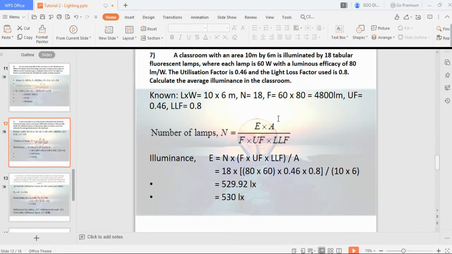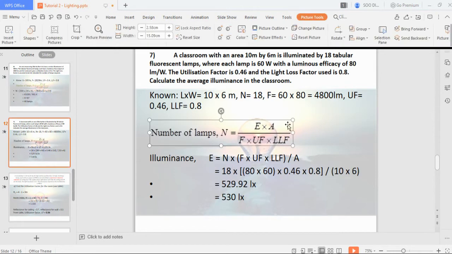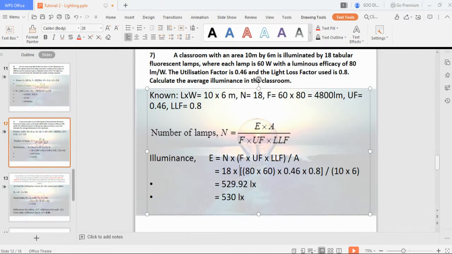With all this information, you just substitute into the formula. You are required to move terms in this formula to the other side of the equation, so I hope you guys know how to do it. By putting in all the values and computing, you get 529.92 lux, so you can just round up to 530 lux. Pretty straightforward. 6 and 7 are the same, it's just asking you to find the average illuminance in the classroom.